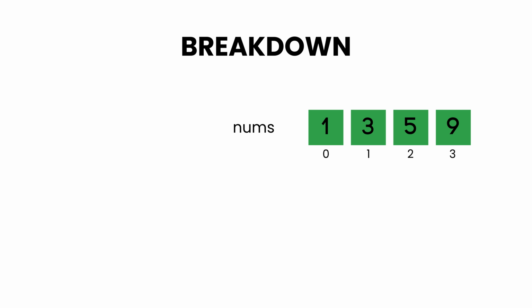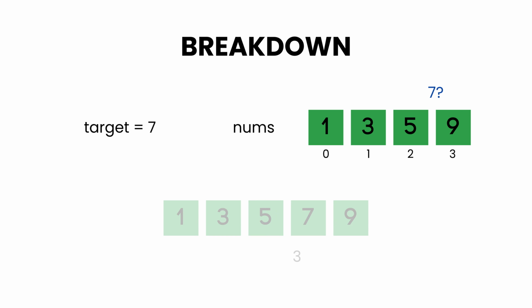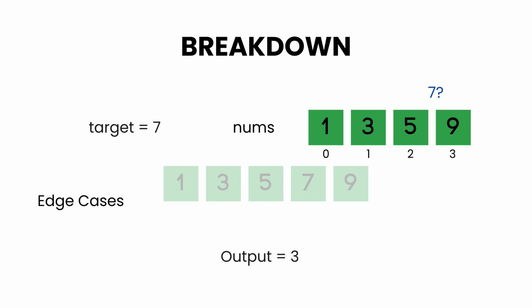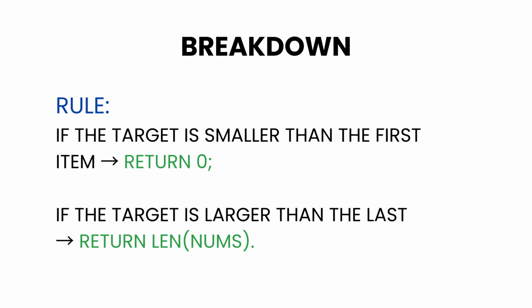Breakdown. We're given a sorted array nums, no duplicates, and a target. If target exists, return its index. If not, return the index where it should be inserted to keep the array sorted. Edge cases. Target smaller than the first item, return 0. Larger than the last, return len nums.